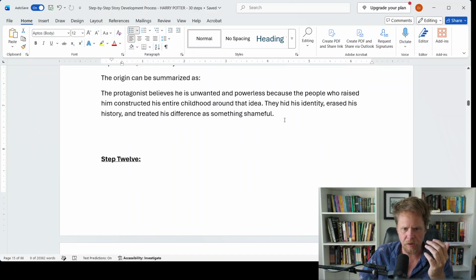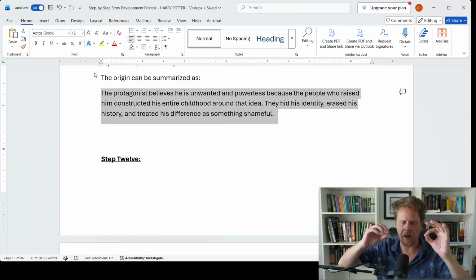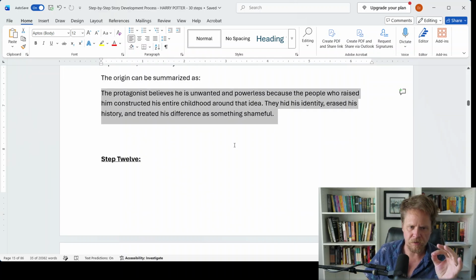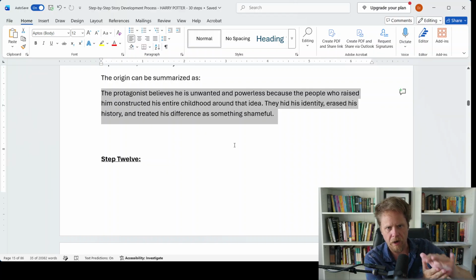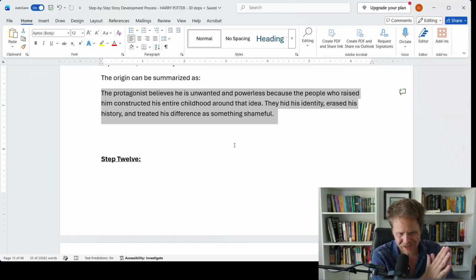Now, the origin can be summarized like this, and this is what you're trying to get at in this step. To complete the step, you need a paragraph similar to the one I'm going to provide right here. The protagonist believes he is unwanted and powerless because the people who raised him constructed his entire childhood around that idea. They hid his identity, erased his history, and treated his difference as something shameful.